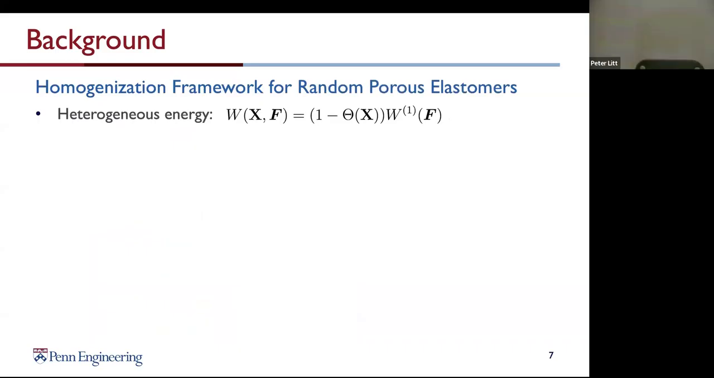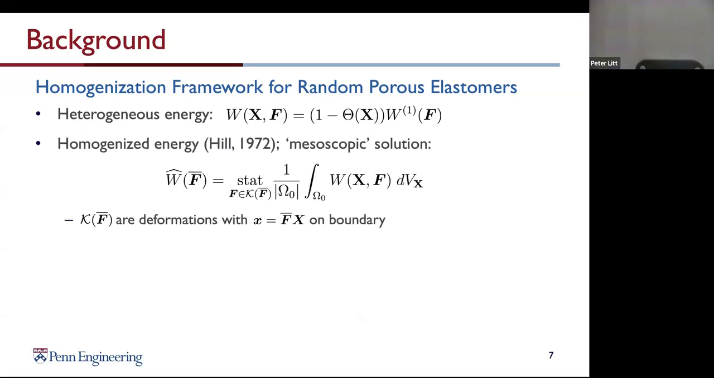Okay, with that background, now let's get into a little bit of the framework of how we're going to look at this. So what we want to do is figure out the macroscopic energy of these elastomers. So first off, what's the local energy? Well, we can say that the matrix has some energy which we'll call W1, function of the deformation gradient, and that means the local energy of the material. You can just write like this, where this theta is just telling you whether you're in the pore phase or in the matrix phase. So this is the local energy of the material.